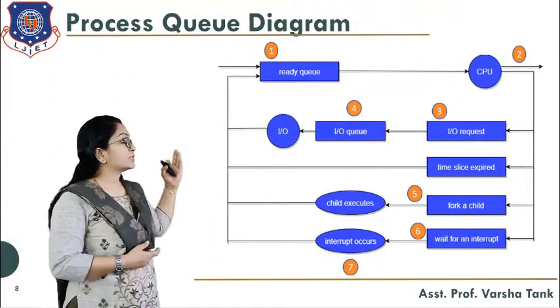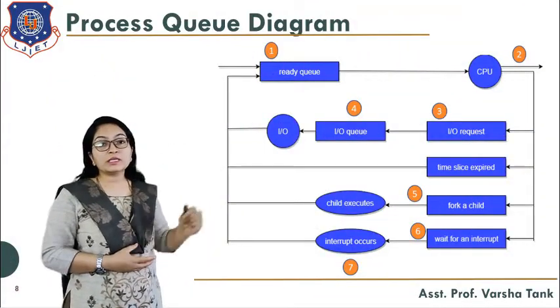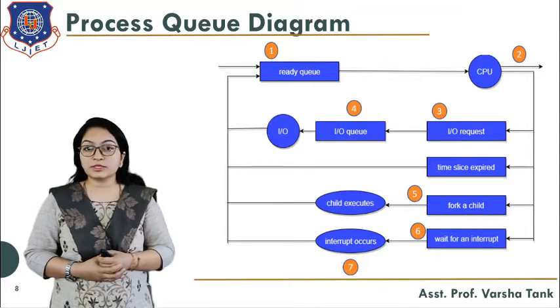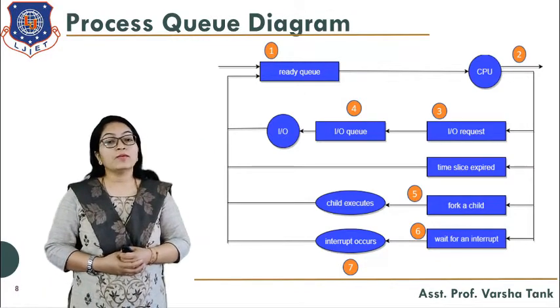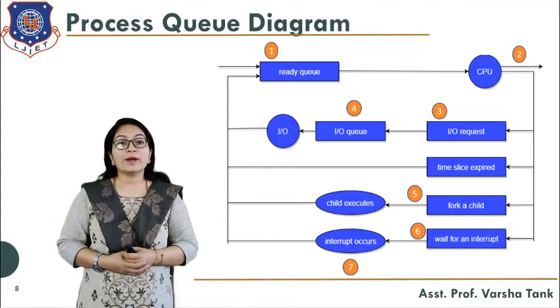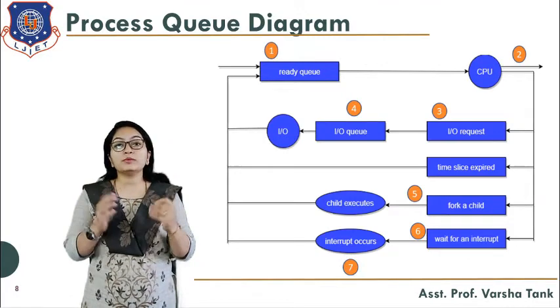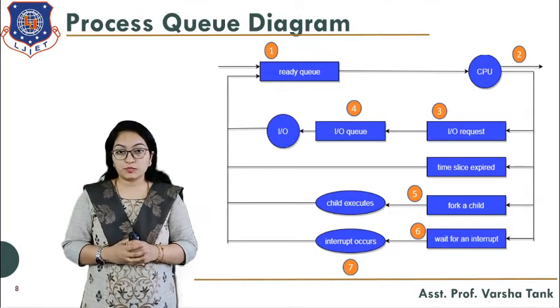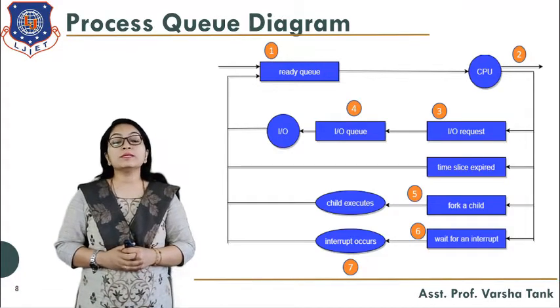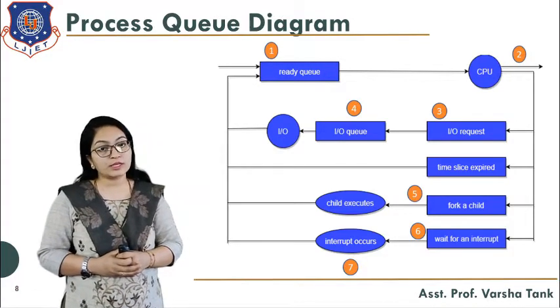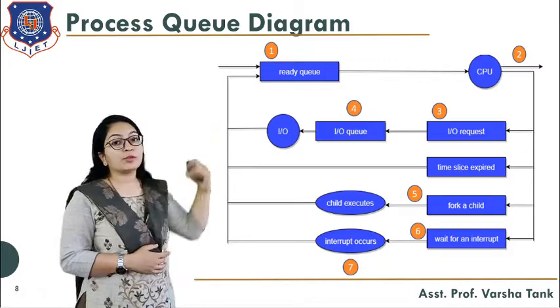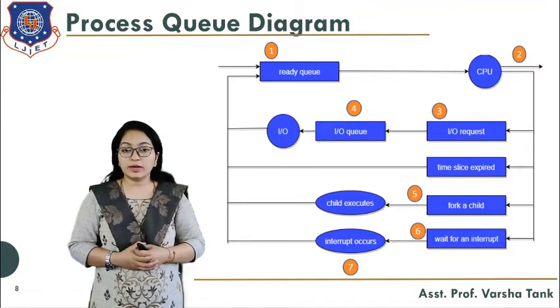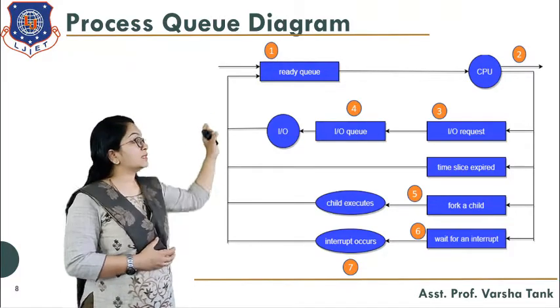Now next is the process queue diagram. So here you can see the different states for the processes when they are in execution. When the process arrives, at that time the process will be put in the job queue. But now the process will be selected. Now processes are ready for execution, so at that time the process will be put in the ready queue.